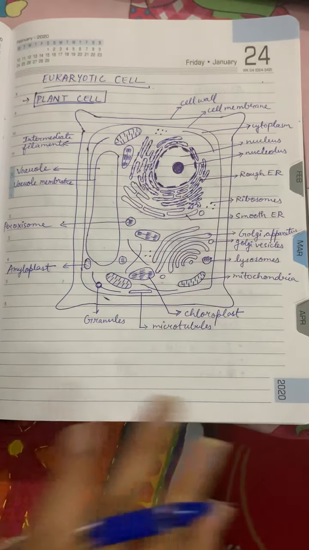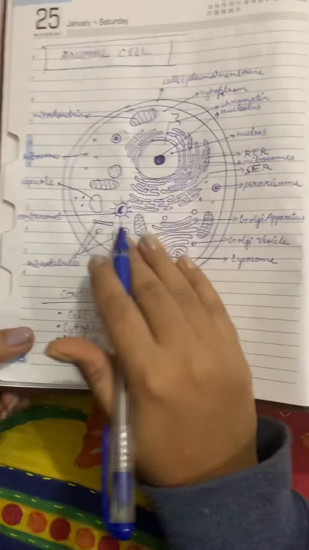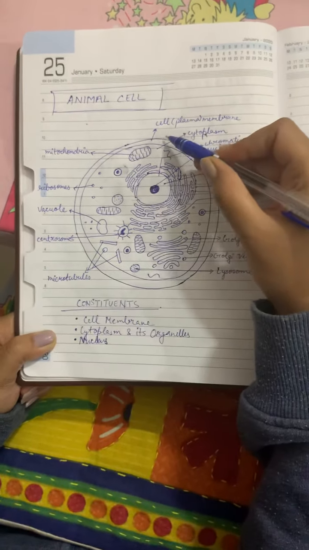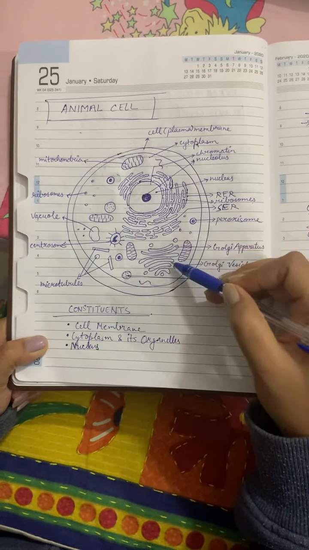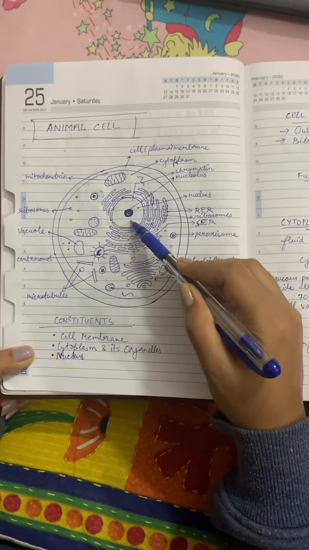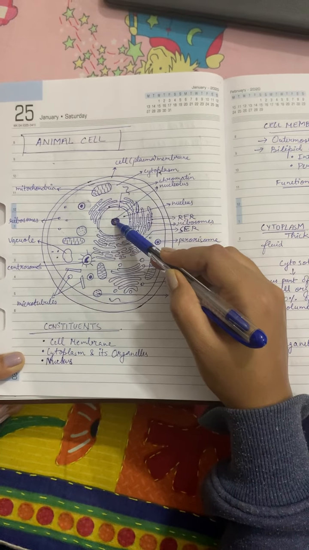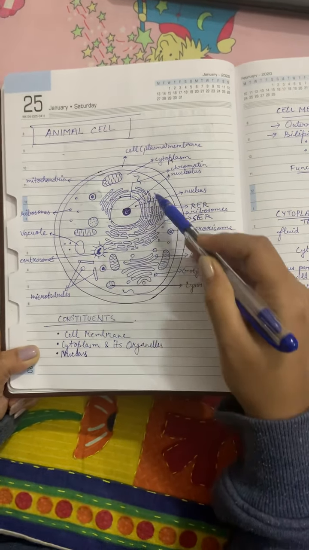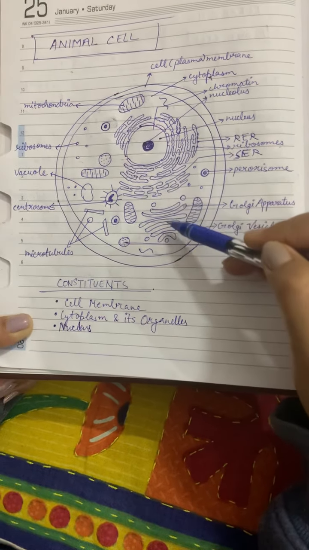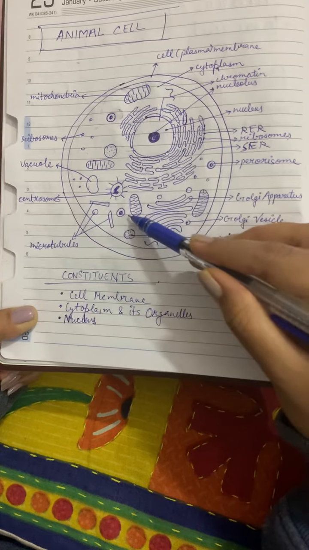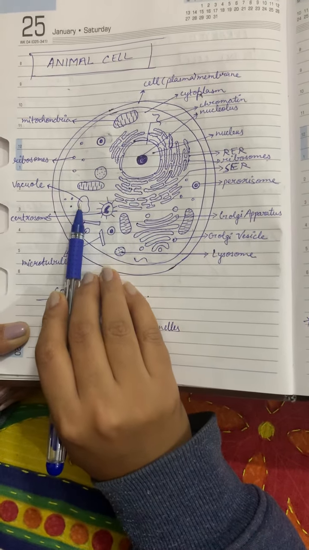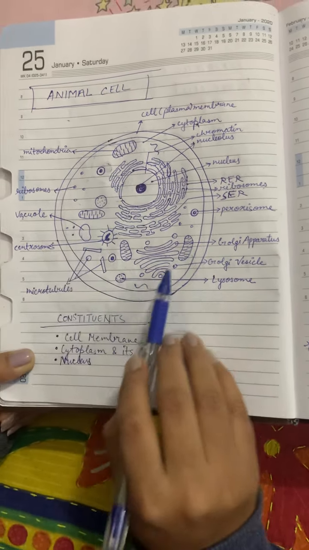Okay, let's jump over to the animal cell. In the animal cell, you can see there is no cell wall present, and there is a prominent cell membrane, and inside the cell membrane this is cytoplasmic fluid, and inside it you can see there is a nucleus and nucleolus. And the surrounding structures are all the same: endoplasmic reticulum, smooth endoplasmic reticulum, Golgi apparatus, mitochondria, lysosome, peroxisome, centrosome. There is a small vacuole, and there are ribosomes outside.